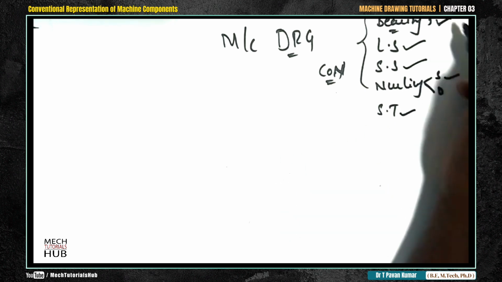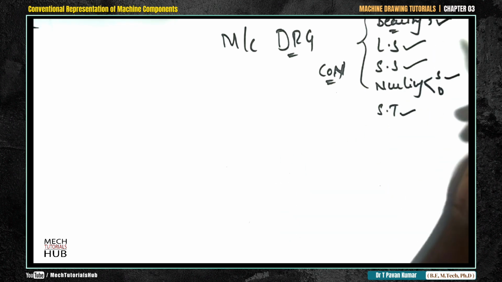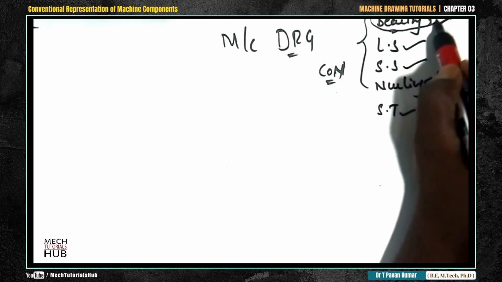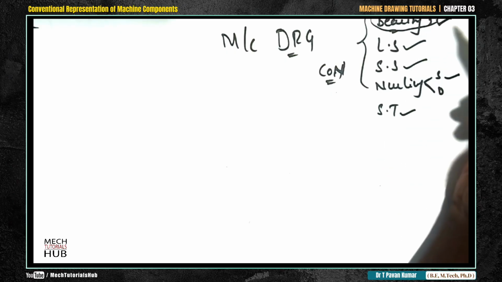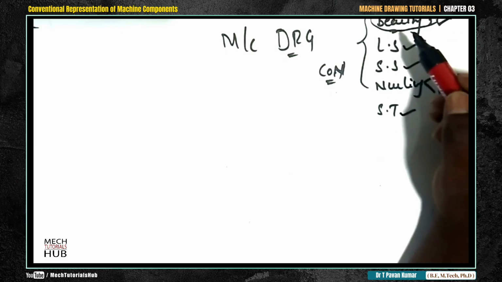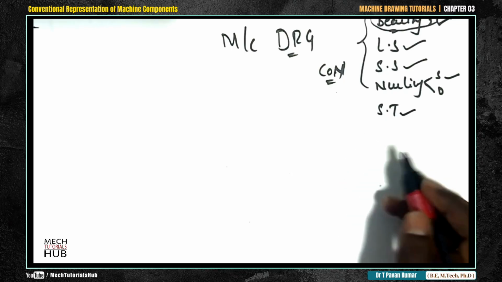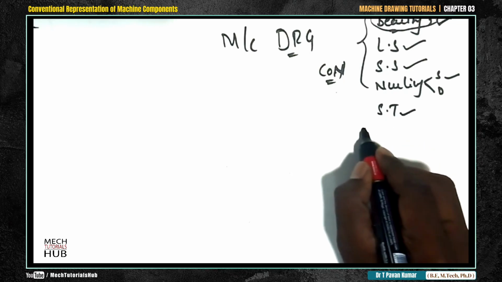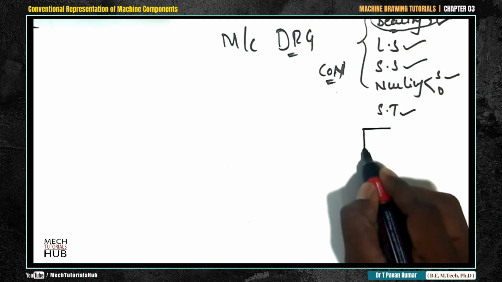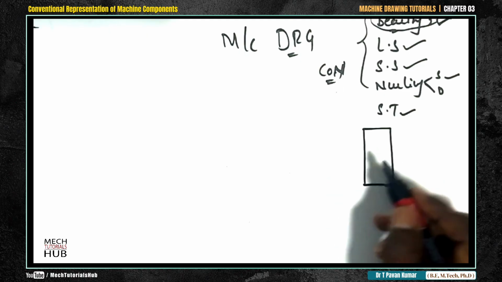First, for example, bearings. Conventional representation of machine components. The first component is the bearing. What is a conventional representation? In general practice, if you would like to draw an actual bearing, it will take a long time. So I'll tell you how. Industrially, the bearing representation will be something like this.